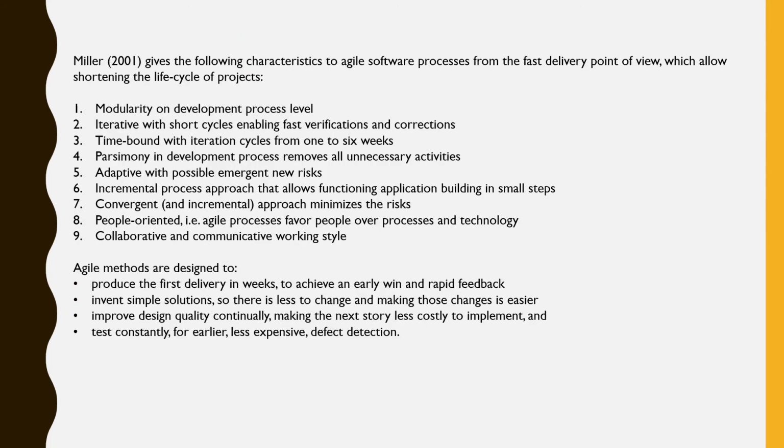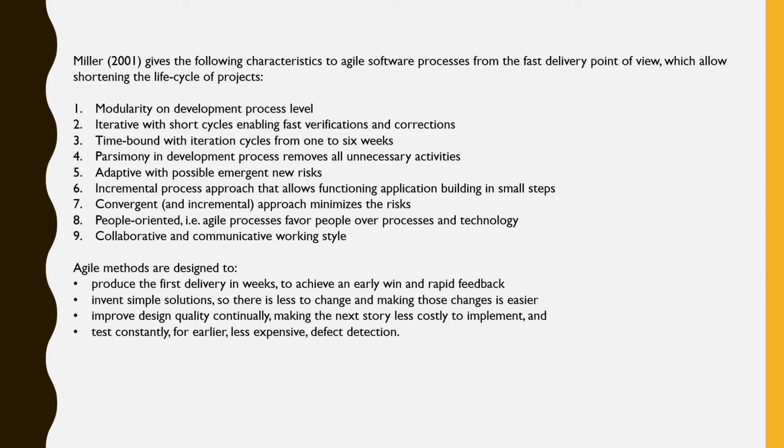So back in 2001, Miller gave the following characteristics to agile software processes, which allow shortening the life cycle of a project. It is modularity, iterative with short cycles, time-bound, parsimony, adaptive, incremental process, convergent and incremental, people-oriented, and collaborative and communicative working style.